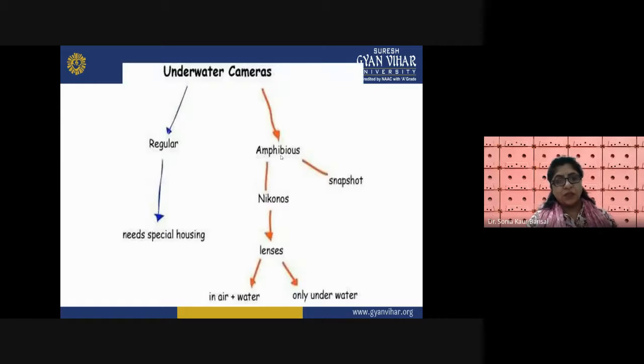So see, this is about underwater cameras, which we discussed yesterday, and now regular and amphibious cameras. This is the concept map or diagram which we can see. Arrows have been drawn between the words, and this gives us clear ideas: regular underwater cameras need special housing. Then amphibious underwater cameras are of two types, Nikonos and snapshots. Then Nikonos works on lenses. So this shows concept framing or concept mapping in your mind.